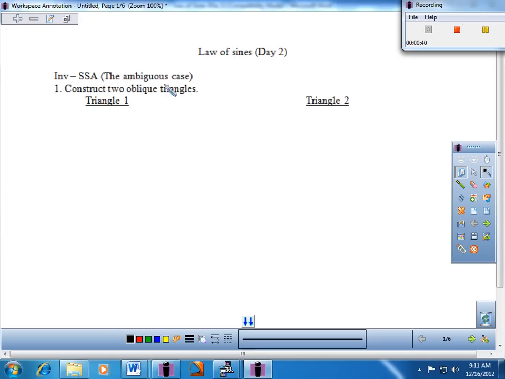First and foremost, we're going to need a ruler, a protractor, and a calculator. Please make sure you're in degree mode on that calculator. I'm going to ask you to construct a couple of oblique triangles here and just see what unfolds. So let's see if we can make some sense of this.